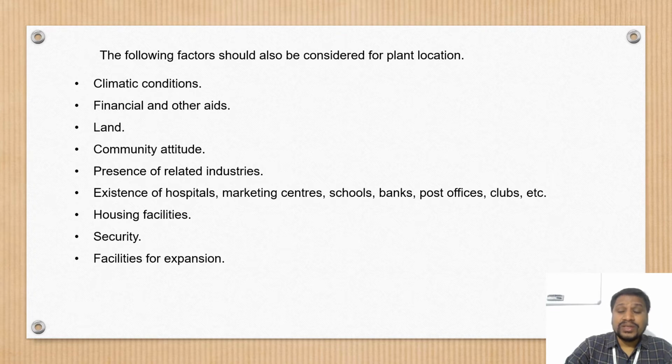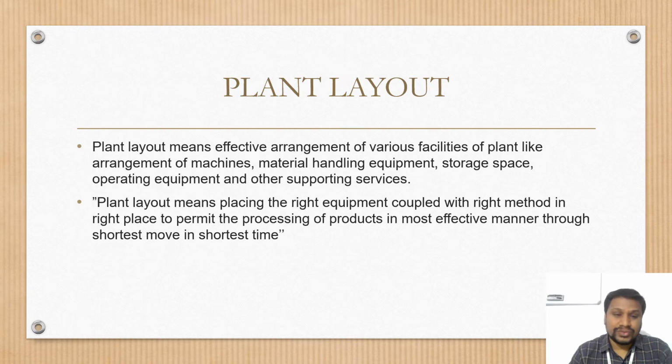Okay, so next is the types. What is plant layout? Plant layout means it is the effective arrangement of various plant facilities, like material handling equipment, storage space, arrangement of machines, operating equipment, and so on.